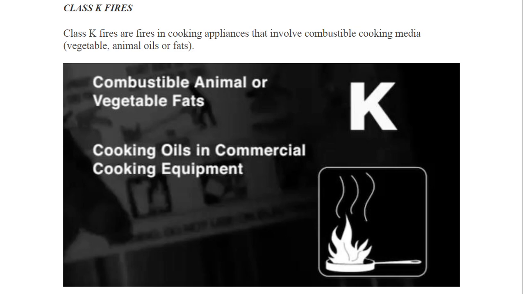Because in the kitchen we have kitchen fats, basically in the galley we are using this type of fire, combustible animal or vegetable fat, because the oils we use in the kitchen are of different grades and different varieties, cooking oils in commercial cooking equipment. So this is the class K fire.